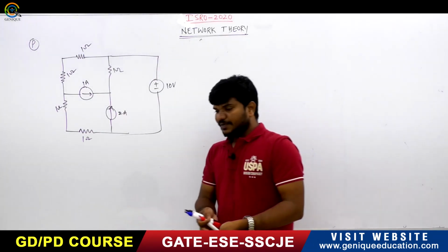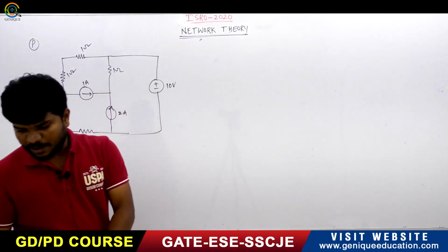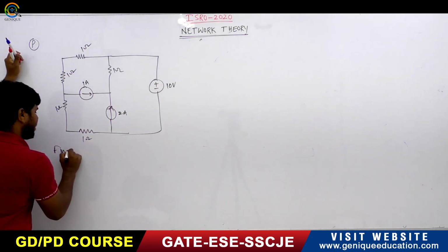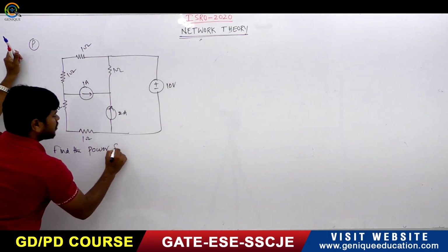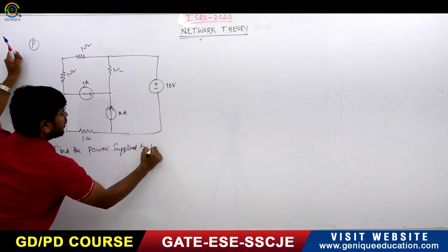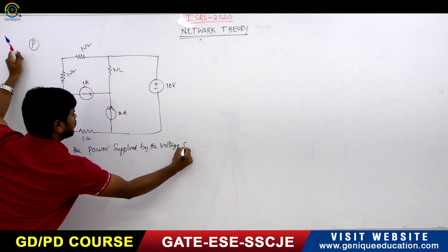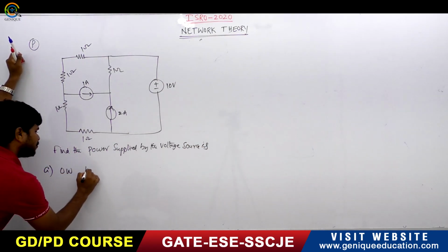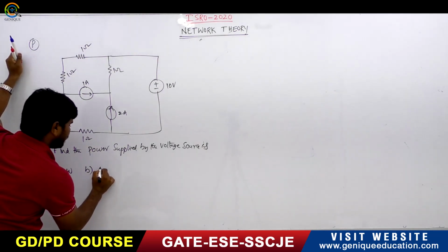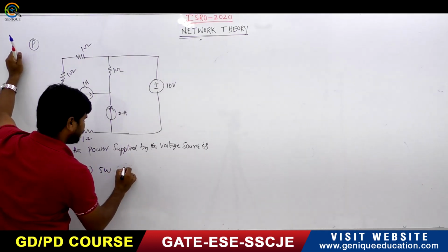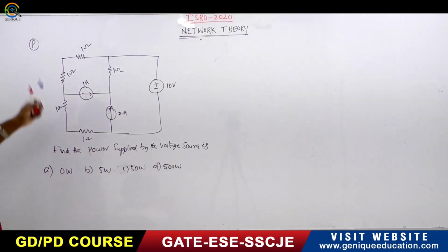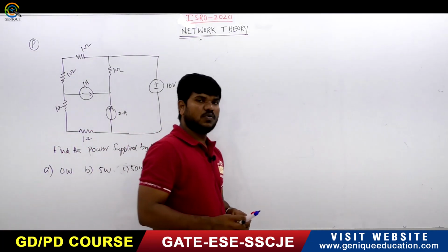Okay? So, the network given. For this network, find the power supplied by the voltage source. Option A, it is 0 watts, option B, it is 5 watts, option C, it is 50 watts, option D, it is 500 watts. So, this is the question given.